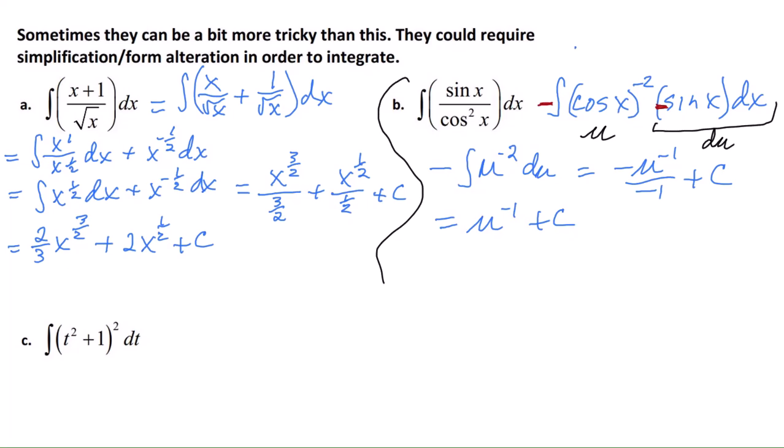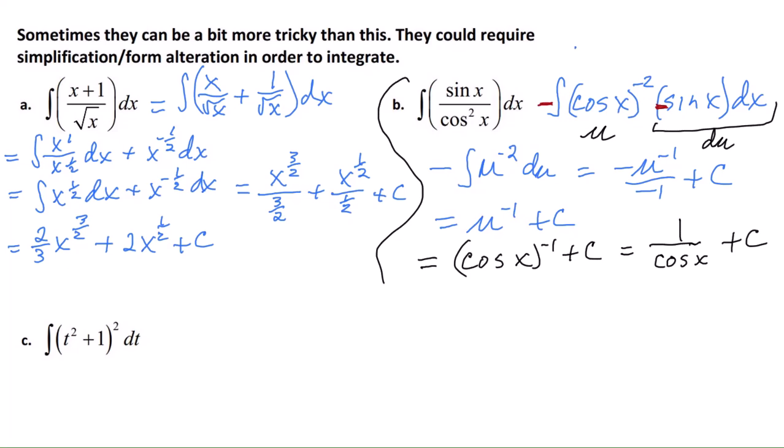And then I go back and remember, okay, well, what was u? It was cosine x. So I've got cosine x to the negative 1 power plus a constant, and I could rewrite it like this. If I took the derivative of that last thing that we ended up with and used a little bit of algebra, I could end up with what we started with in the integral. Yeah, a little more tricky.